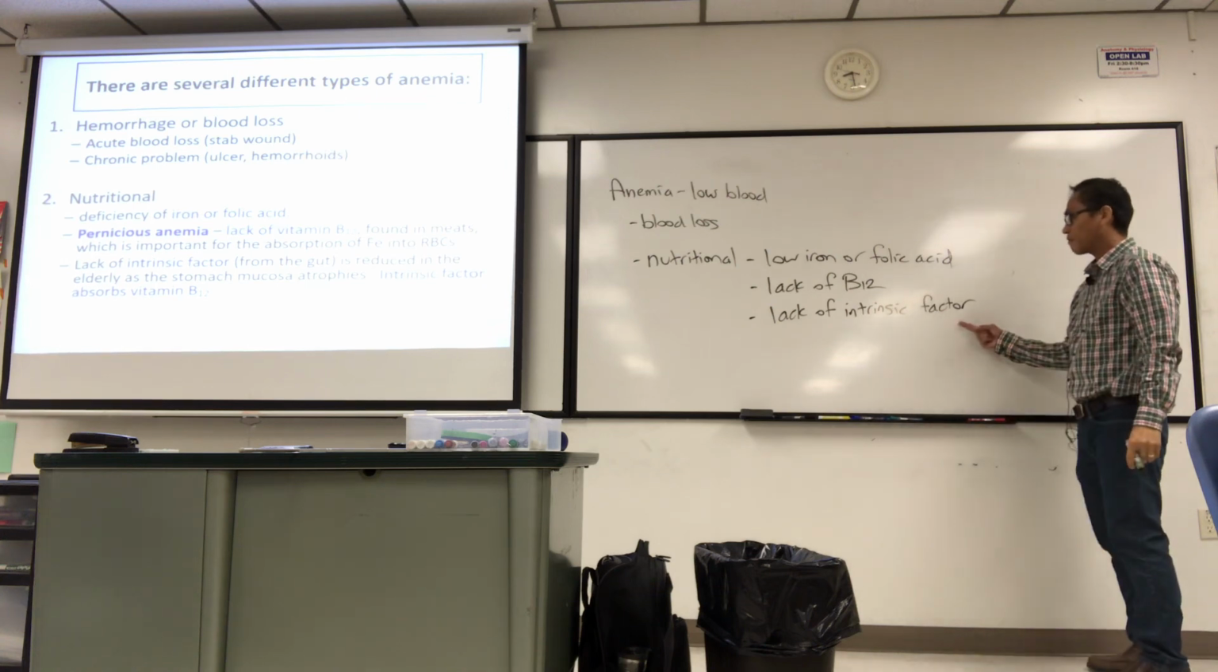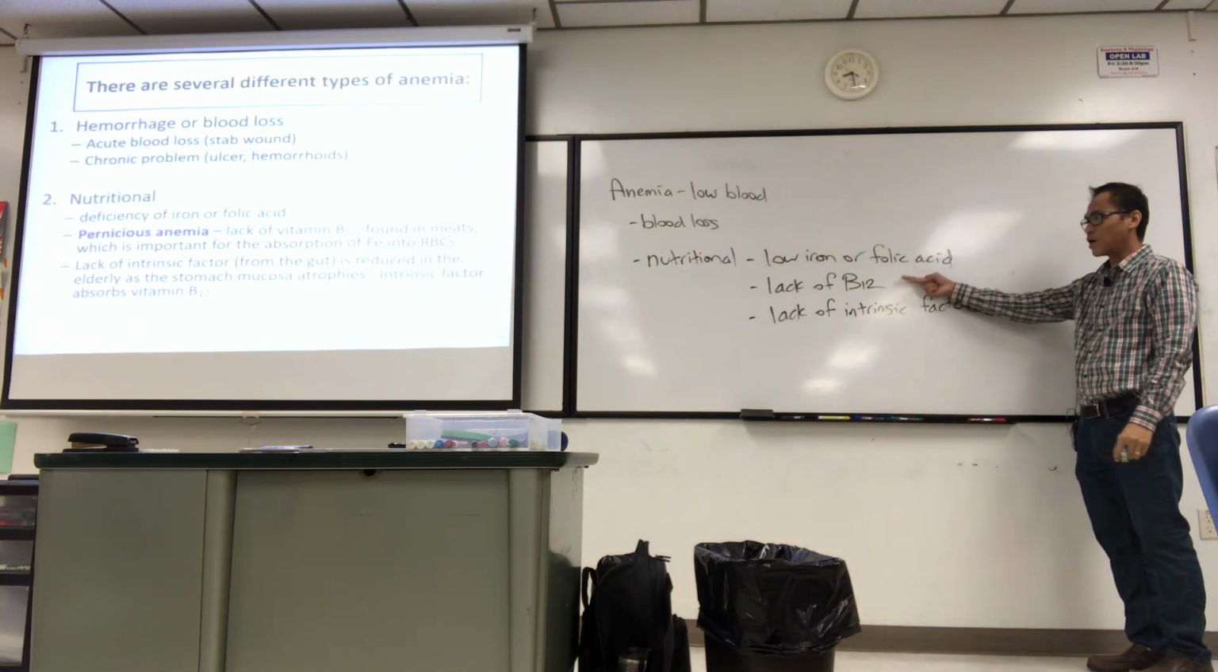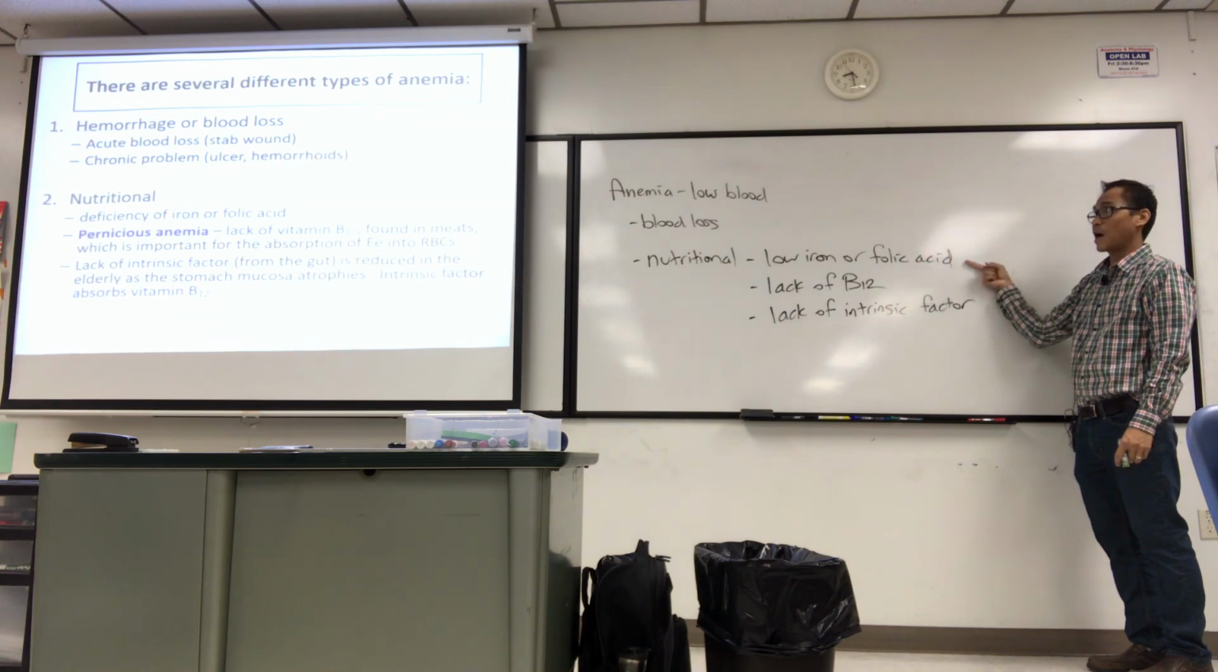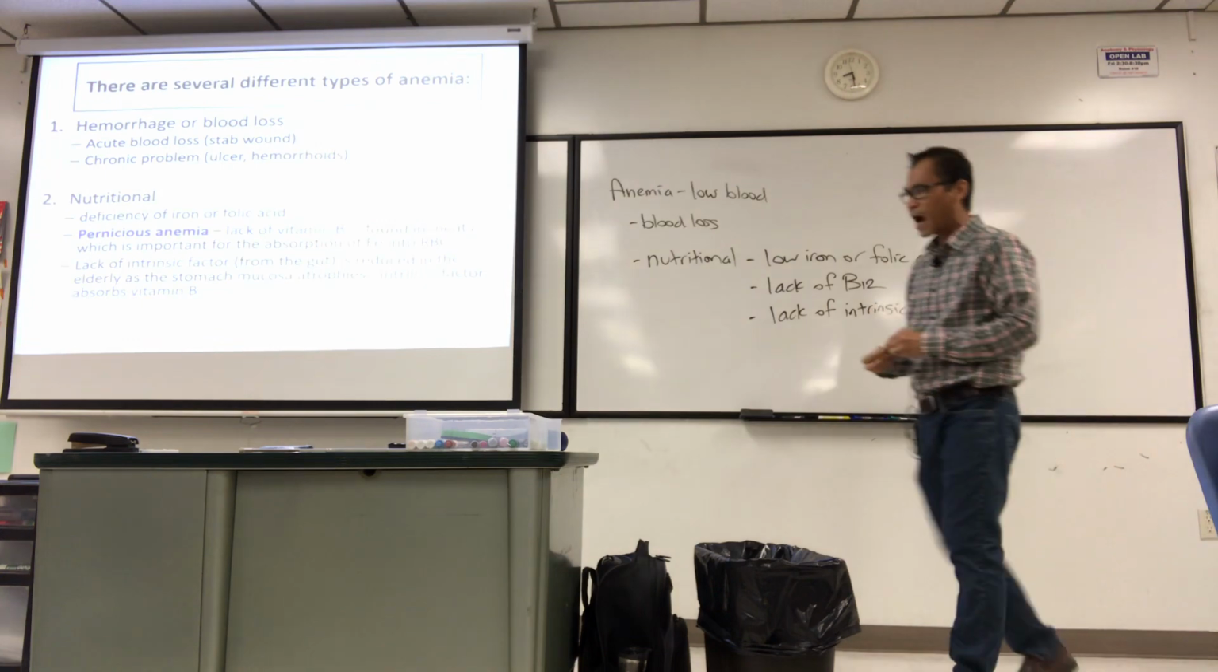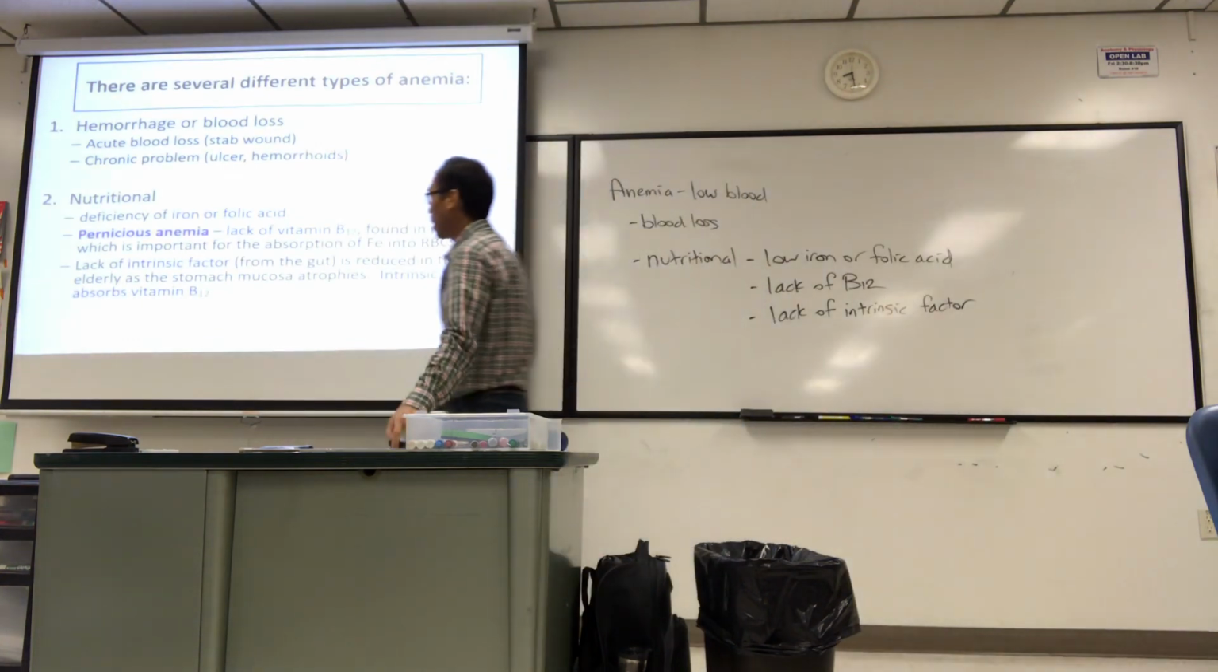So if you have a lack of intrinsic factor in an elderly person, just give them a shot of B12. Or just take iron supplements. But it's all to kind of get the iron for the iron-containing heme.